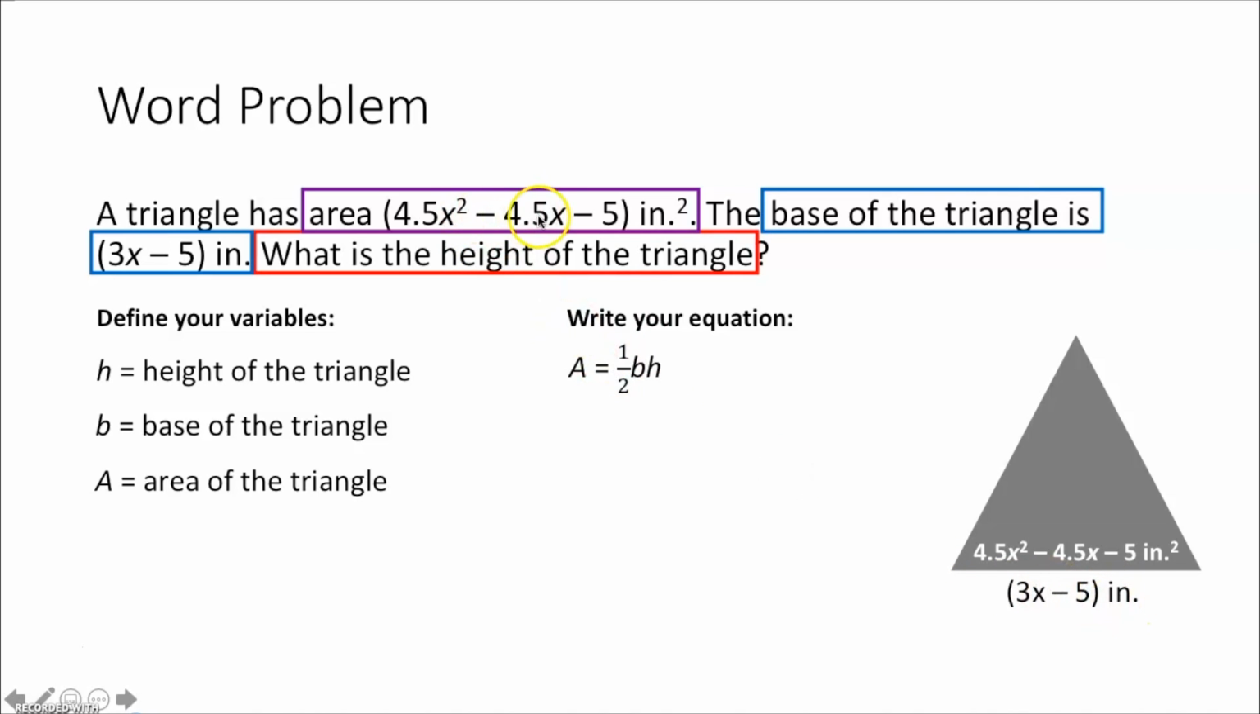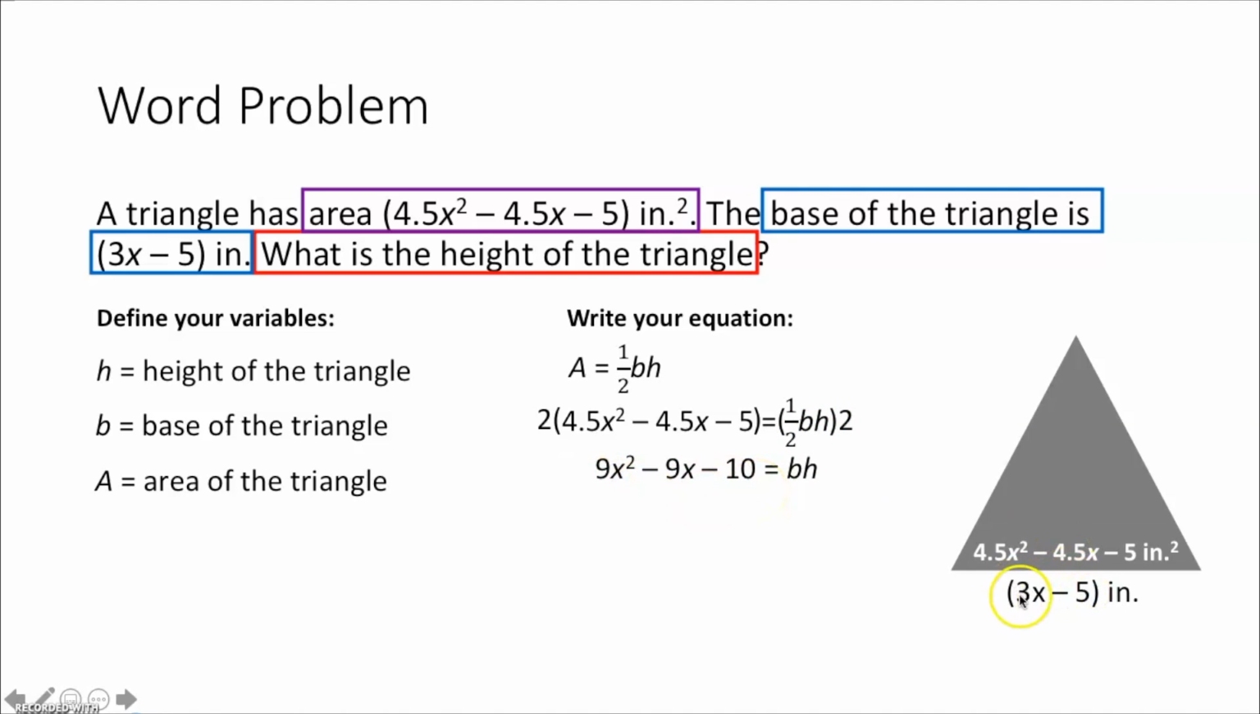So what we're going to do is we're going to actually plug in this right here for our area. I am not going to plug in the base yet. Now I'll show you why. If I were to solve this, I want to multiply both sides by 2. I want to get rid of this 1/2. So I multiply both sides of the equation by 2. And when I do that, 2 times 1/2, those just cancel each other out, and I'm left with base times height is equal to this right here, this quadratic trinomial.